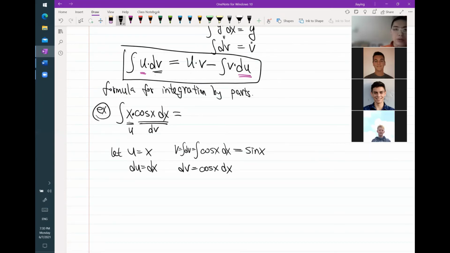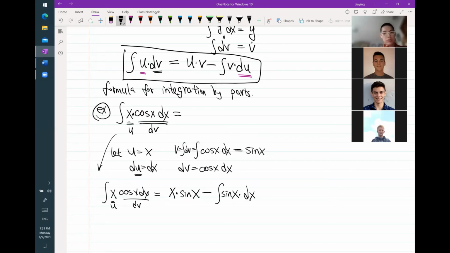And now I'm going to use the formula. So this integral u dv, remember x is u, dv is cosine x dx. So integral x cosine x dx. So this is dv, this is u. Using the formula will become u times v. U is x. And the v I found out by integrating dv, so that's sine x, minus integral of v, v is sine x, and the du is dx, right? Du is dx.